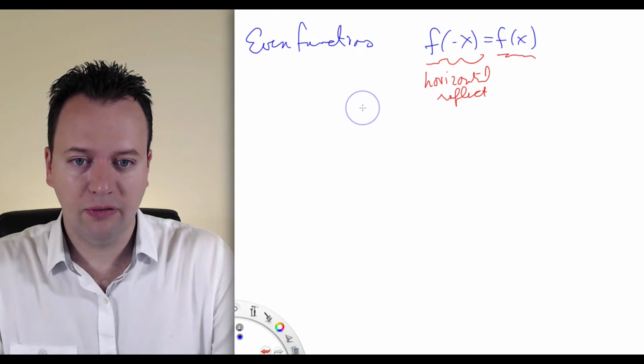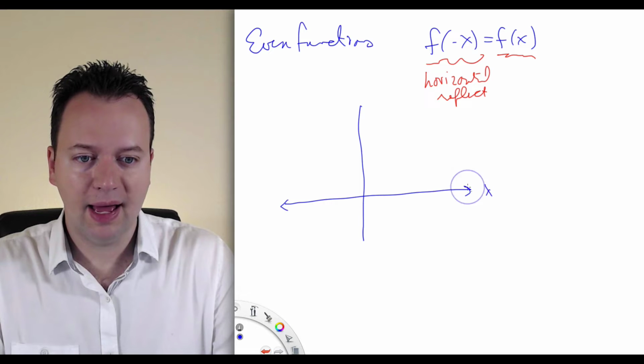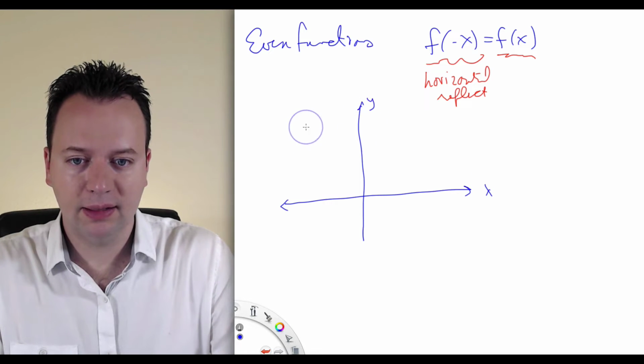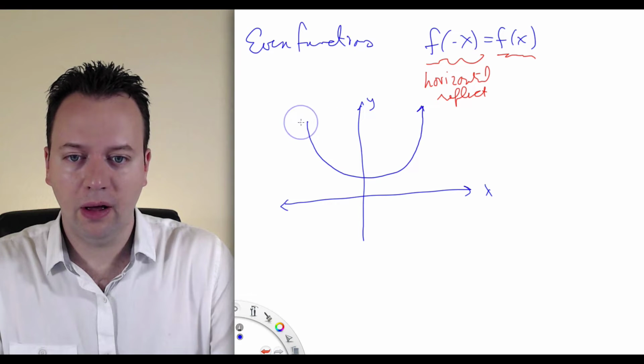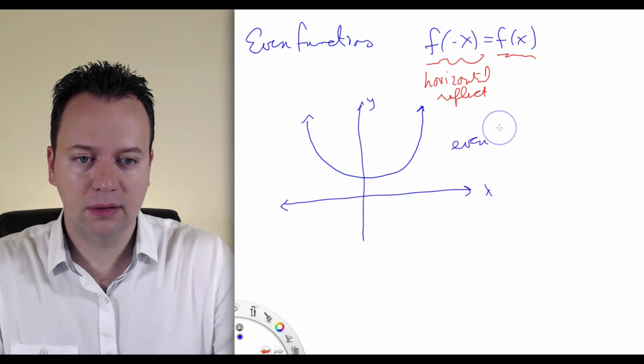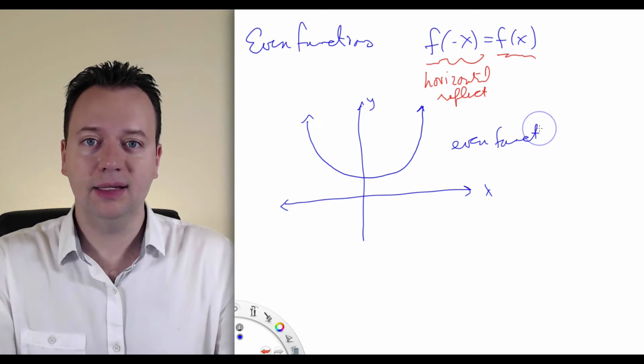So let's take a look at what that might look like. So here's the x-axis, there's the y-axis. That's an example of an even function, right? Because if I reflect it about the y-axis, I get the same thing.